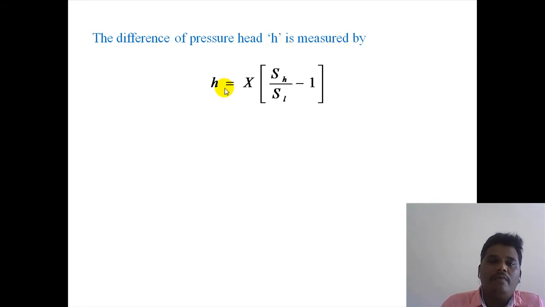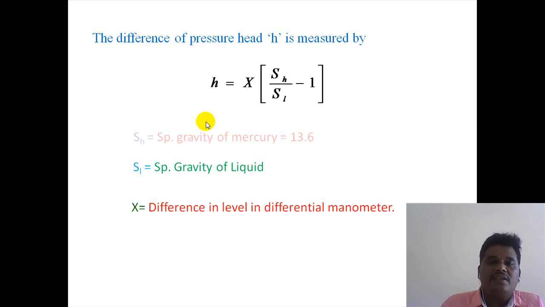Now, SL is called the specific gravity of liquid. Whenever a liquid is passing, if it is water, it is 1; whenever there is oil, there is a given specific gravity. X is the difference of mercury levels in the manometer, the differential manometer.